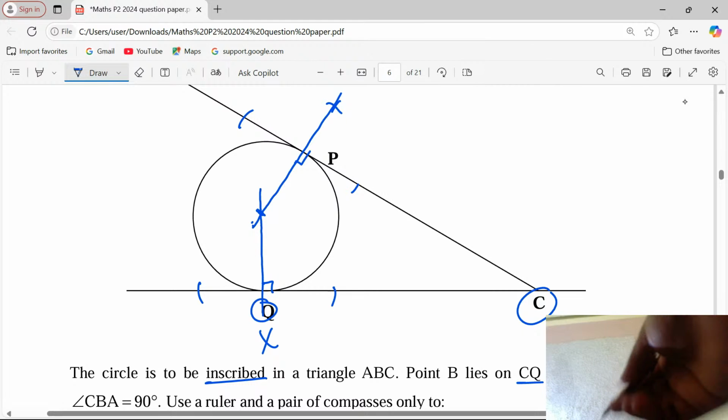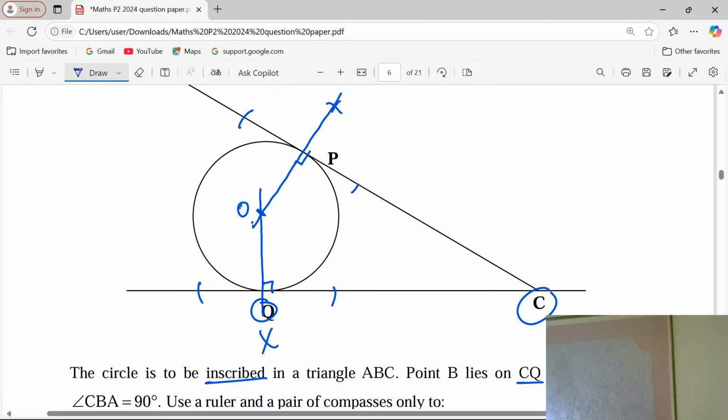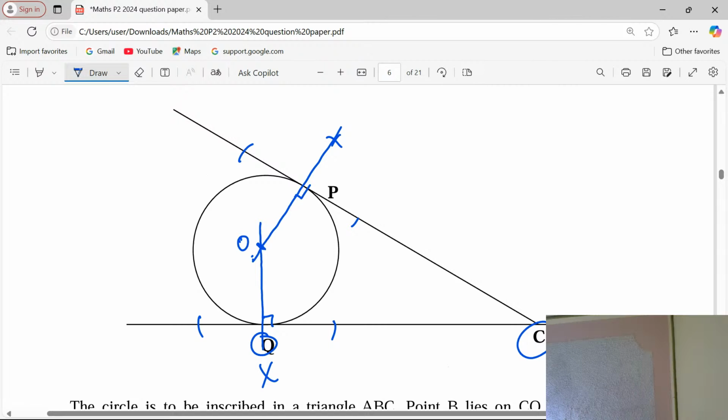This is going to give us O. That is the center. Where the two intersect automatically becomes the center of the circle. So that is the center of the circle because a radius drawn will meet a tangent at 90 degrees. So we can draw the perpendicular ourselves because we have the point of contact between the tangents.